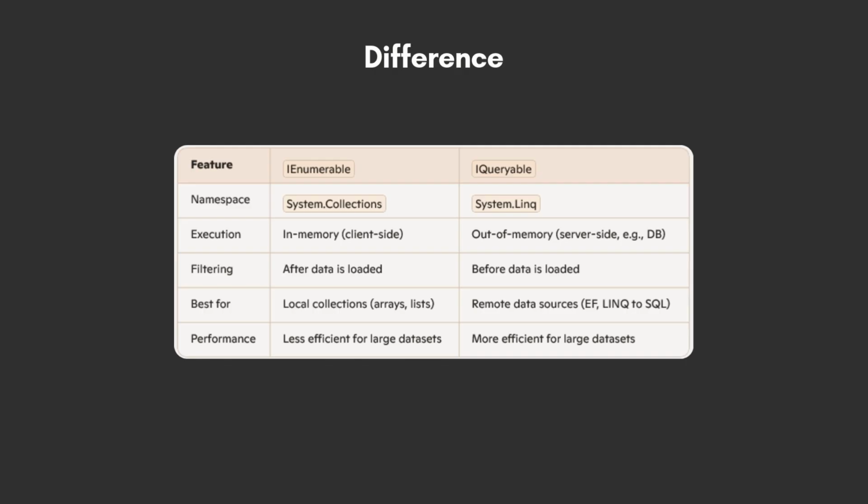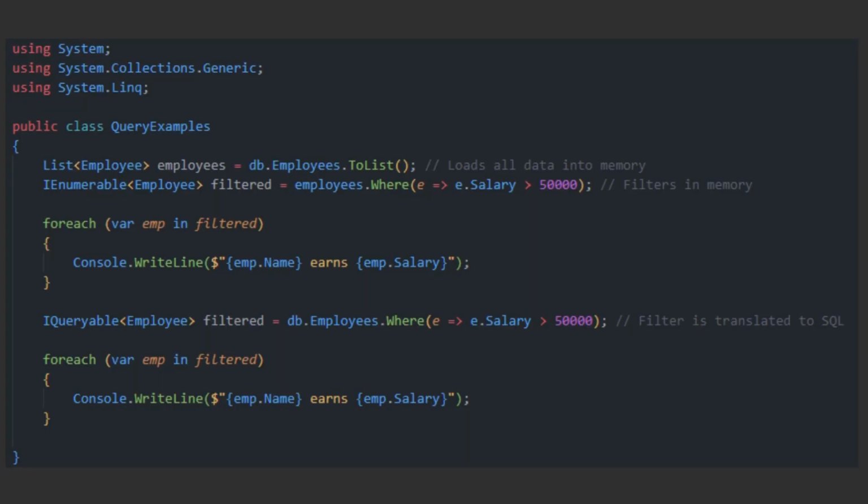Now we will try to understand this with the help of an example. If you see in this example, I am fetching the employees list from the DB. If you are using IEnumerable, it means you have all the employees data in the C sharp, like in memory, and then you are doing the filtration, like where salary is greater than 50,000. So in this case, I have all the employee data in memory and then I'm doing the filtration. But on the other hand, if you see the IQueryable here, we are doing the filtration on the database end only. First the data will be filtered on the SQL end and only the filtered data will be returned. So this is out of memory.